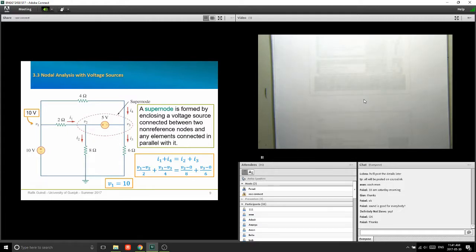Yes. V2 minus V3 equals 5 volts, exactly. Can everybody see that? Okay.